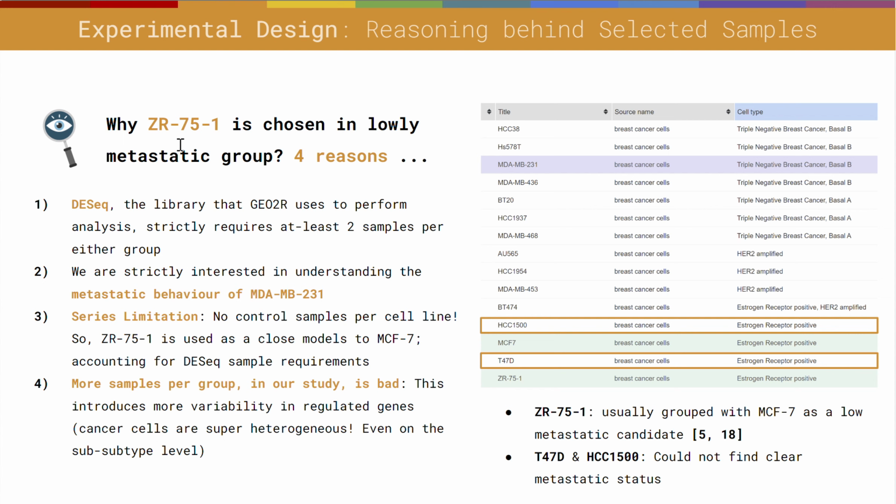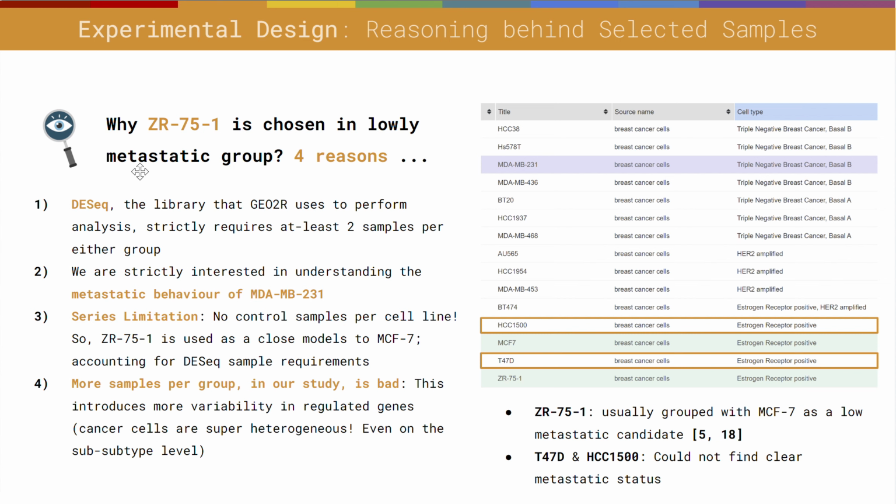So why is ZR71 chosen in the low metastatic group? Well, basically, the more samples you have, the more you would be going towards an average. I didn't want to choose just MCF7 because it doesn't model it by itself as a control for MDA-231. So I needed at least one other one, and I had limited choices. These two are also estrogen receptor positive, but I did not find a clear metastatic status for the others, whereas ZR is usually grouped with MCF7 as a low metastatic candidate. So that's why I chose them.